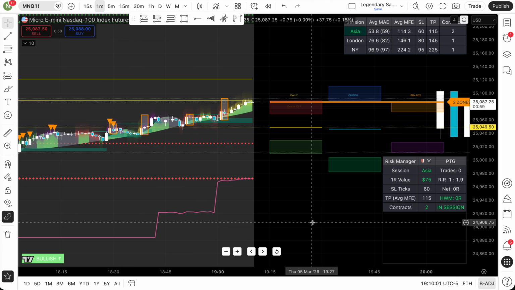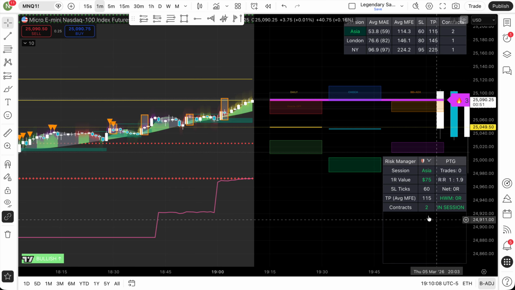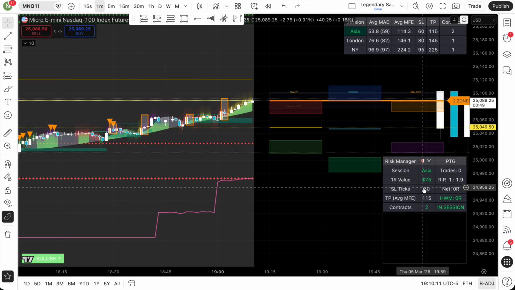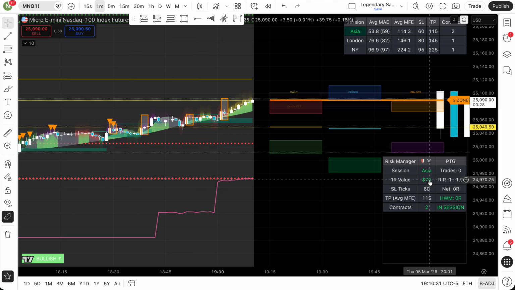How does it know what to tell me in this data table? How does it get this data? Well, for starters, we're measuring by session because I don't want to include New York stats in my Asian trades. It doesn't make any sense because the volatility is so much different as we go from Asia to London to New York. Just the way that the market, whatever product you're trading, is going to respond during those times is different.